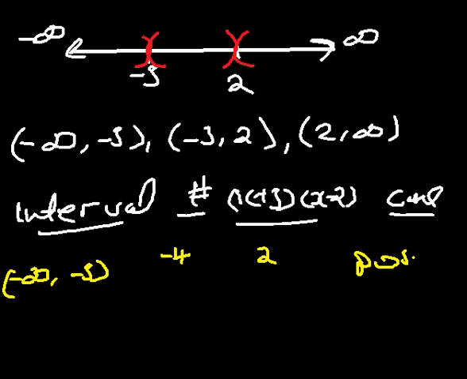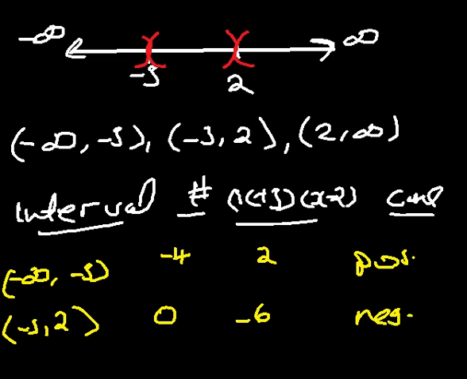And what's the next interval? We'll have it as negative 3, 2. So what's the testing number within that one? Simple, just have to get 0. So have 0 here, have 0 here. We'll have it as negative 6. Since the number is negative, it means we'll have here as the negative.